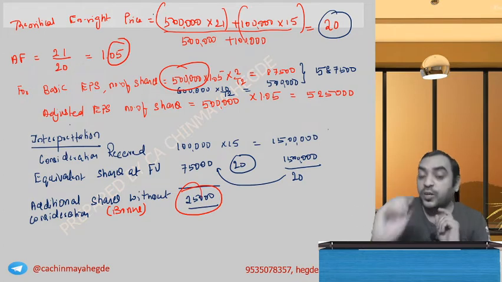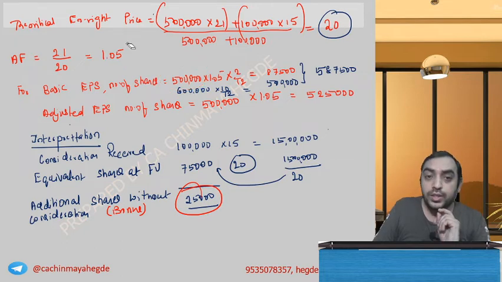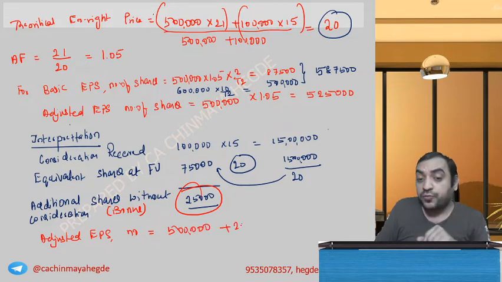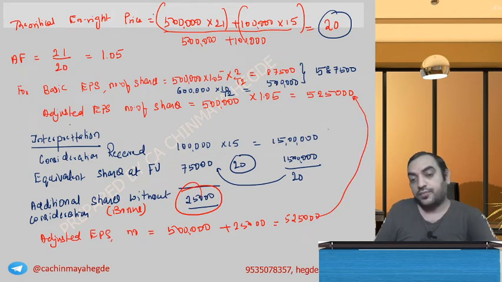Bonus element without consideration. So what should we do for basic EPS, for adjusted EPS for the previous year? For adjusted EPS, the number of shares is 5 lakh plus 25,000 fully, because bonus elements are from the beginning. So 5 lakh 25,000. This is what we consider for previous year EPS.